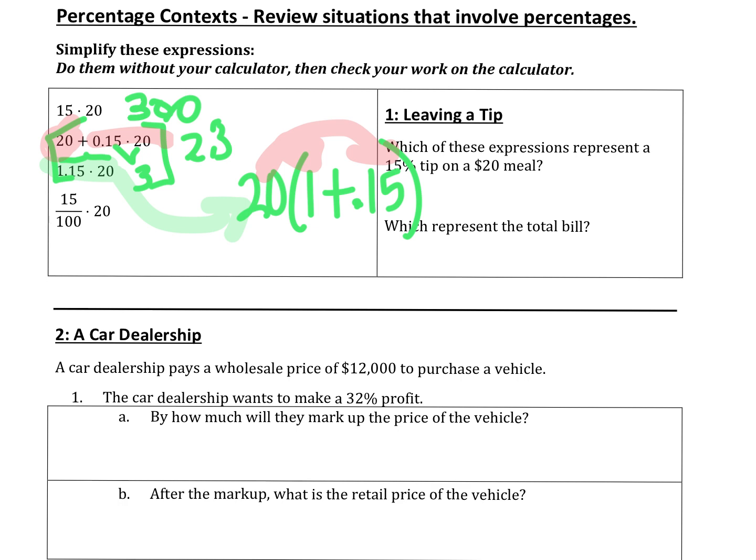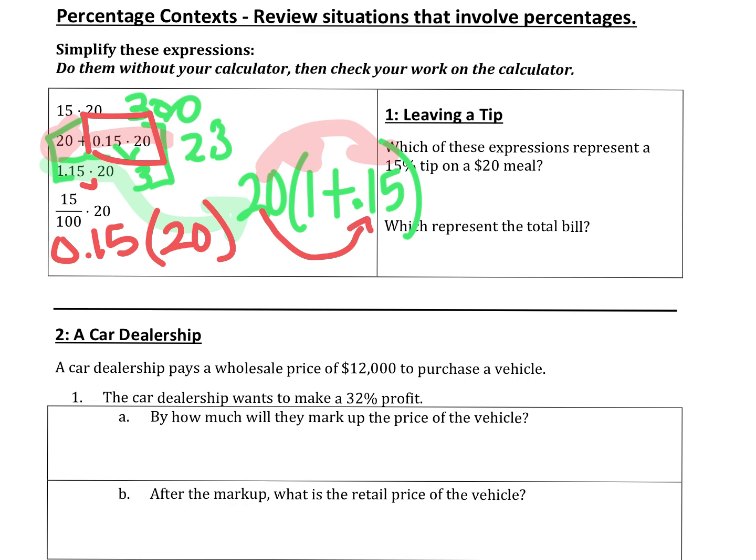And then the last one is 15 divided by 100. Well, wait a minute. 15 divided by 100 leaves me with 0.15, and that times 20 is the same as this part right there, and this part of that we had right there. So there's a lot of familiar things here, a lot of things going on that are very, very similar. Well, let's look at them in context here and decide which ones would represent each of these situations.